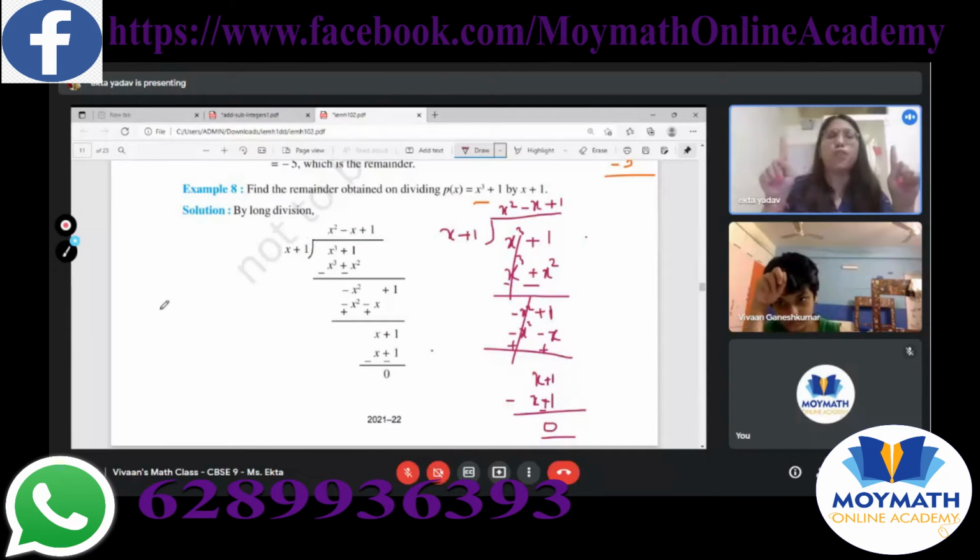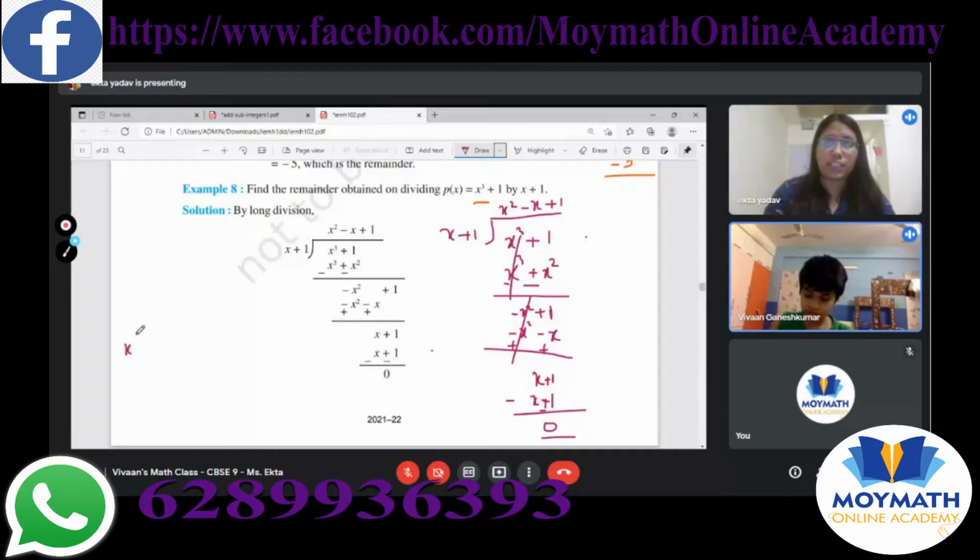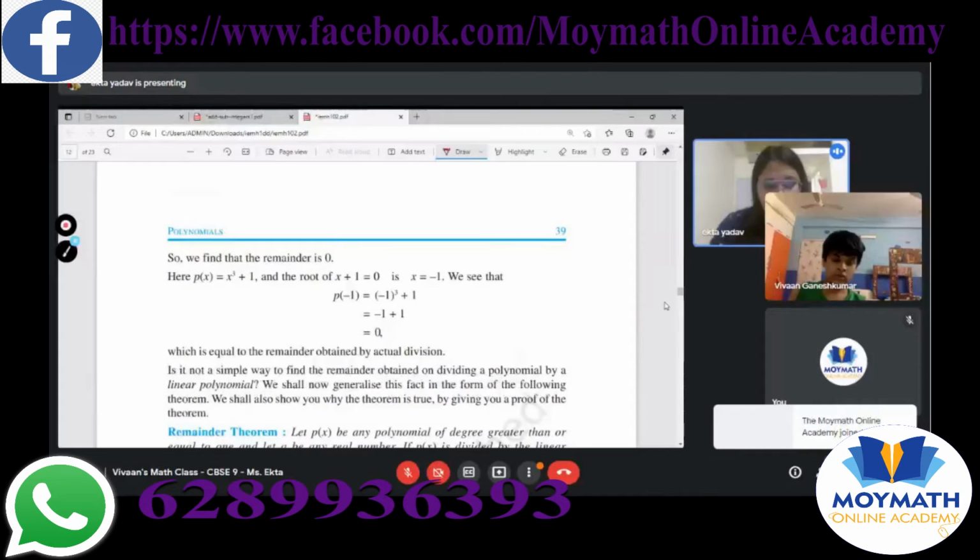Write it in the remainder theorem format: x plus 1 multiplied by x square plus x plus 1 plus 0 equals x cube plus 1. Super, brilliant. Because the remainder is 0, we add 0. Next, again, I guess we have an example.